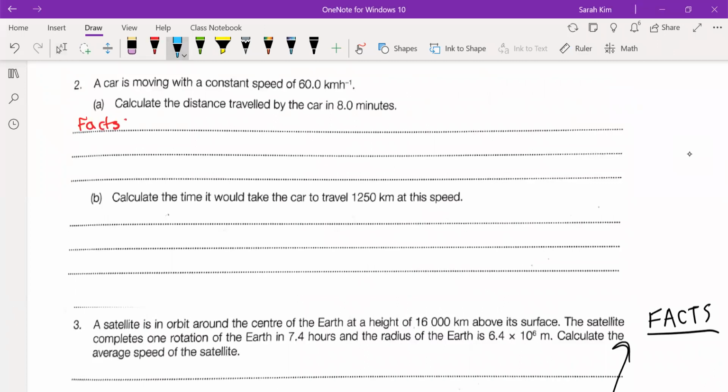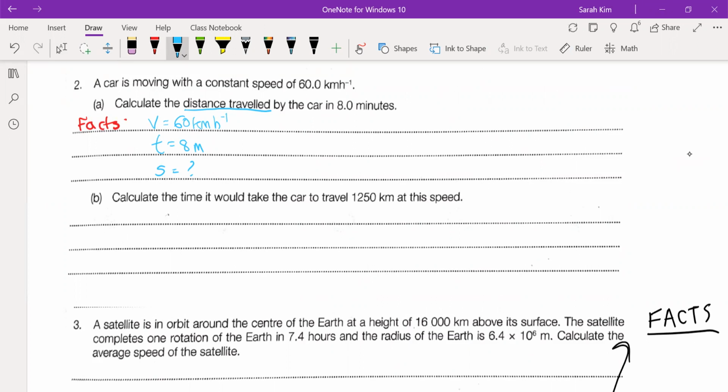Well, my speed. So speed is not S. Remember, we use V for speed. 60 kilometers per hour. We also got the time, the 8 minutes. We want to figure out the distance traveled. So we use the symbol S for that, and we can put that as a question mark.